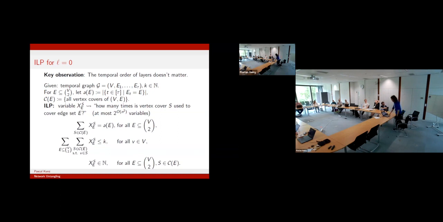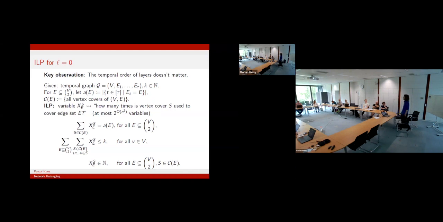All I say here in the first condition is that I have to cover every edge set often enough. So if I sum over all possible ways of covering the edge set E, I have to do this often enough to cover every appearance. And then this second condition just expresses that I don't use any vertex too often. The sum over all vertex covers that contain a certain vertex V is at most K. And then I have to use integers.